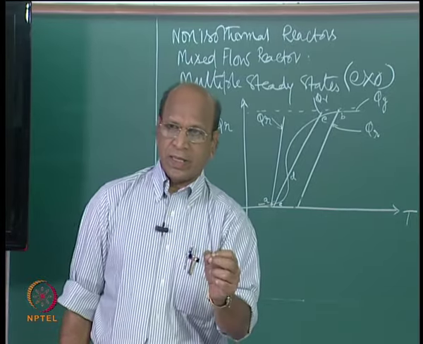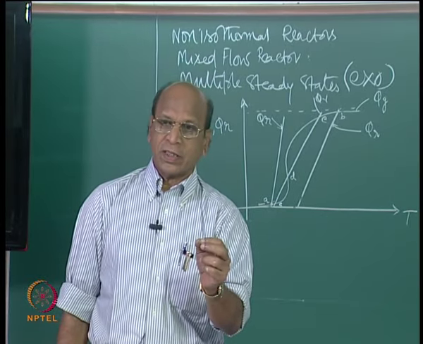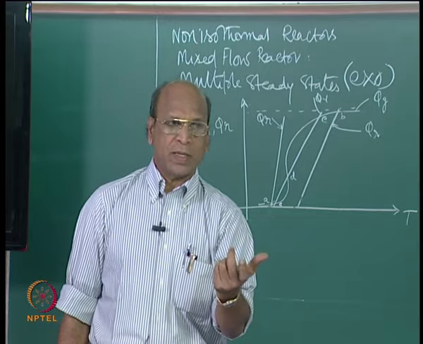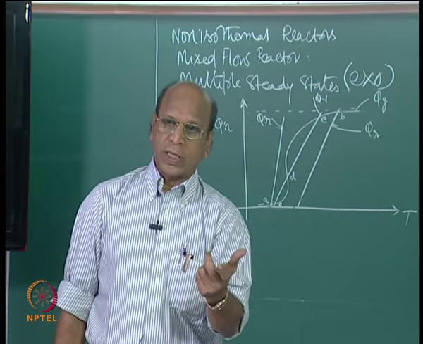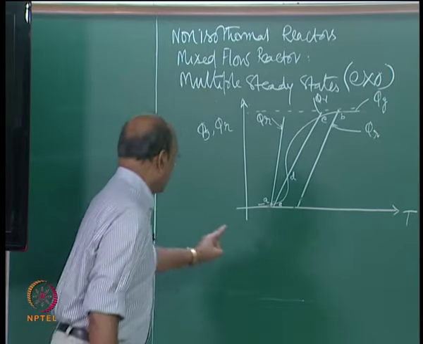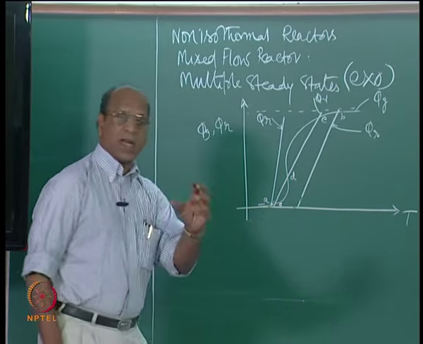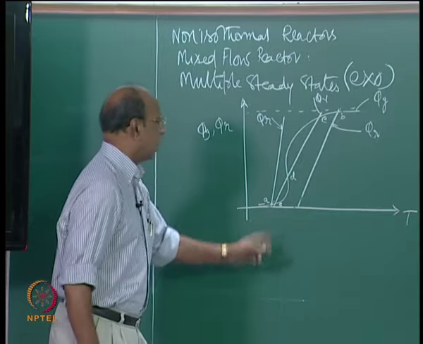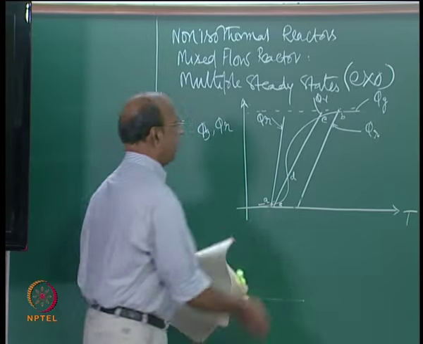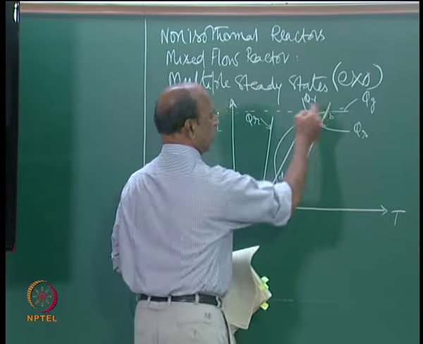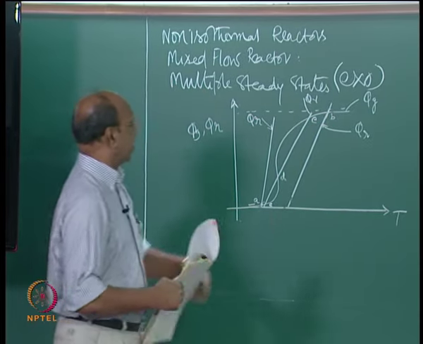It came to 19, right? But heat removal is less. So what should happen? Temperature should increase. That means again it will move in this forward direction. That is why even if there are slight disturbances around this point, absolutely no problem. Now, let us talk about this particular case. I think here you can easily see that.